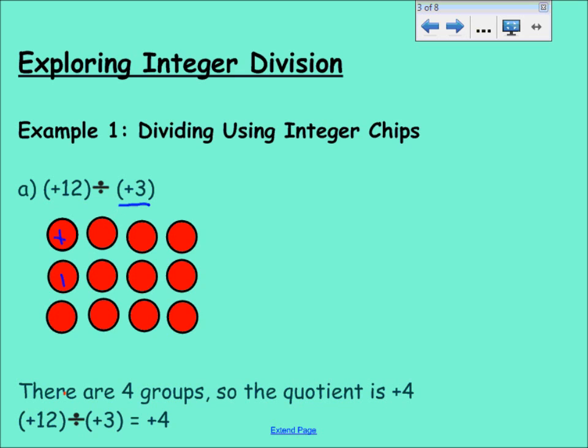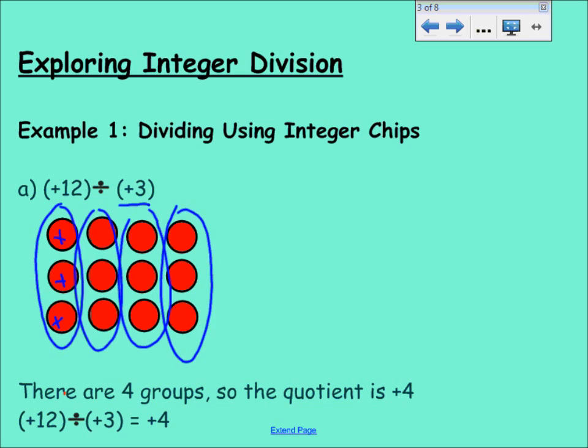So we know that this is plus, plus, plus. There's one group, two groups, three groups, four groups. Because we put them into groups of 3, there are 4 groups, so the quotient is positive 4. So positive 12 divided by positive 3 equals positive 4.